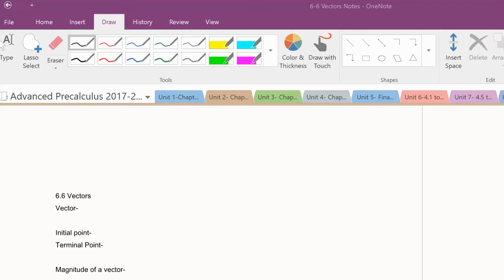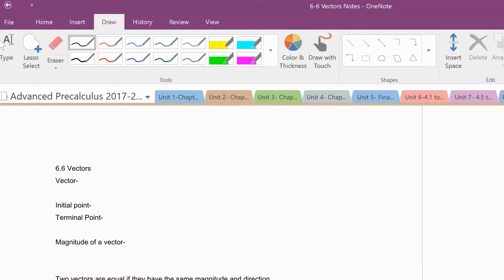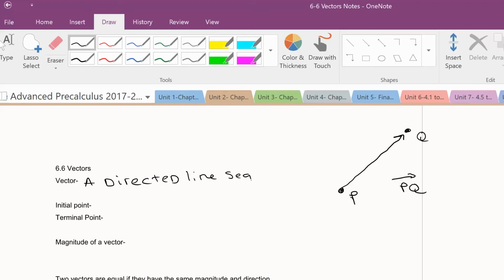Welcome to tonight's video on section 6.6 talking about vectors. A vector is a directed line segment. We'll draw a vector PQ here. It's a directed line segment that has an initial point, and that initial point is where the vector starts.